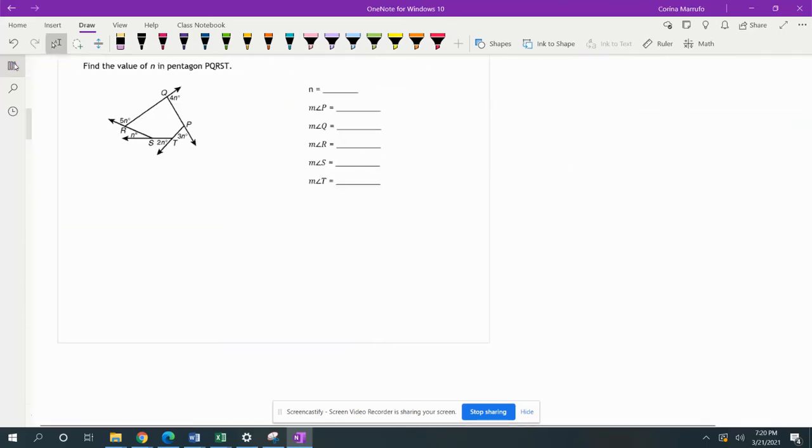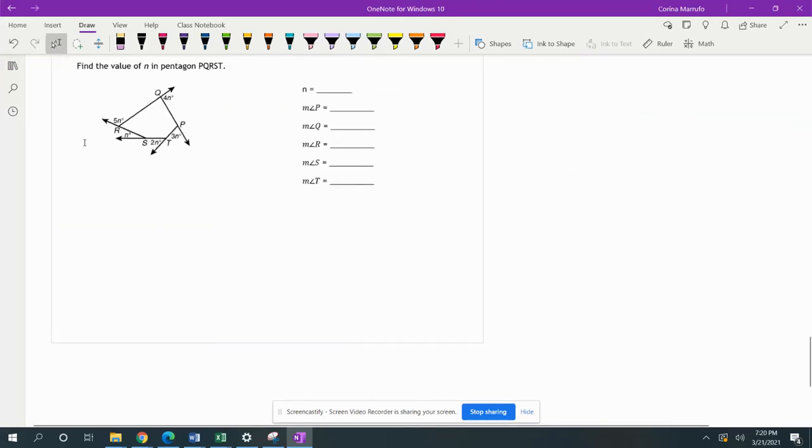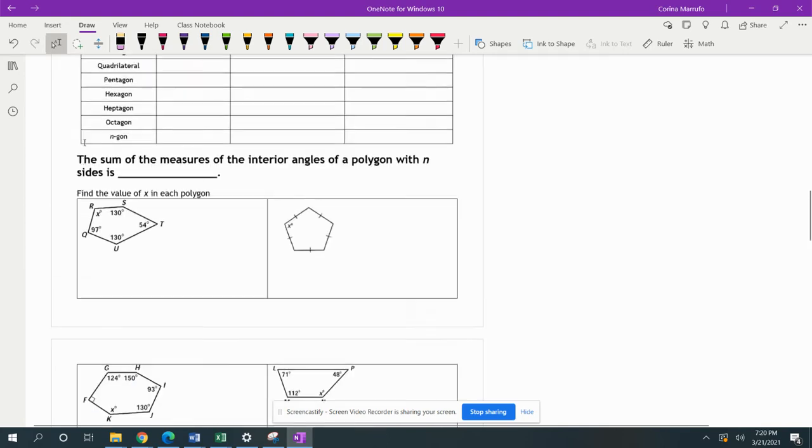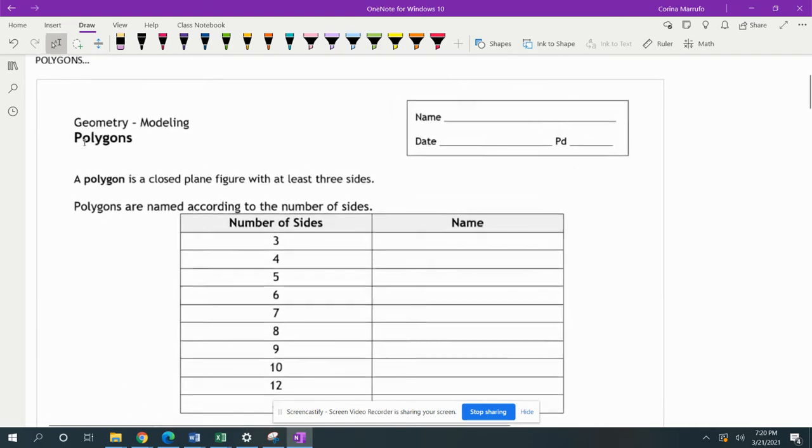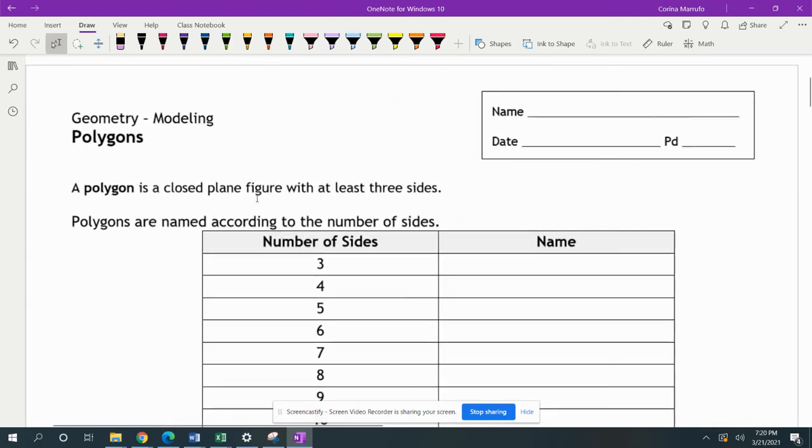Alright guys, so we're moving on to our next lessons. We're going to slowly stray away from the triangle segments and triangles in general. We're going to move on to what we call polygons. A polygon is a closed plane figure with at least 3 sides. So we already know if it has 3 sides, it is called a triangle.